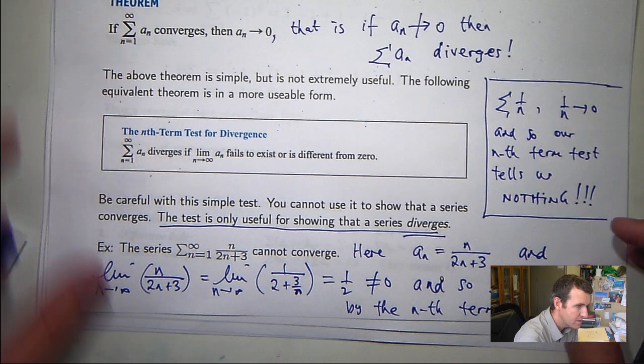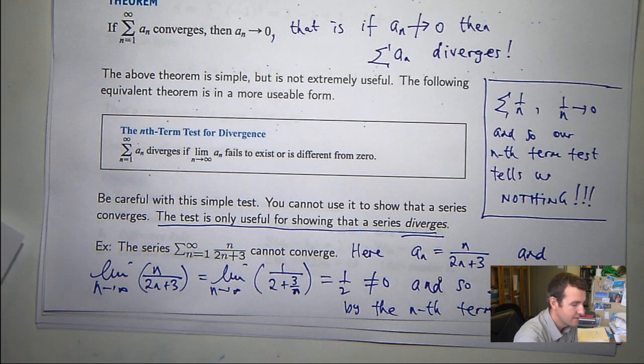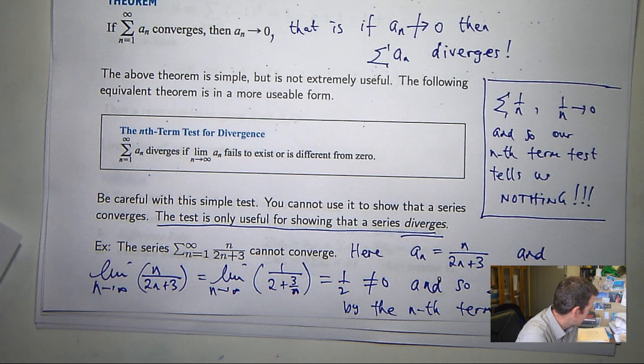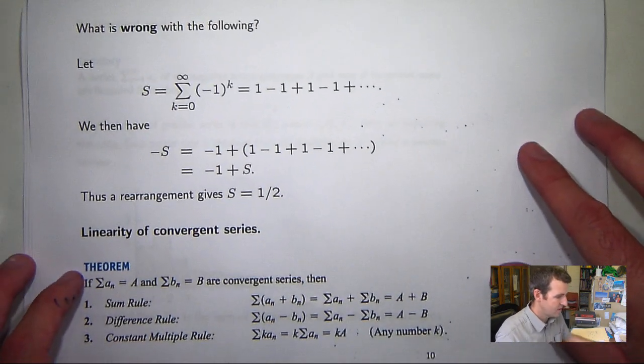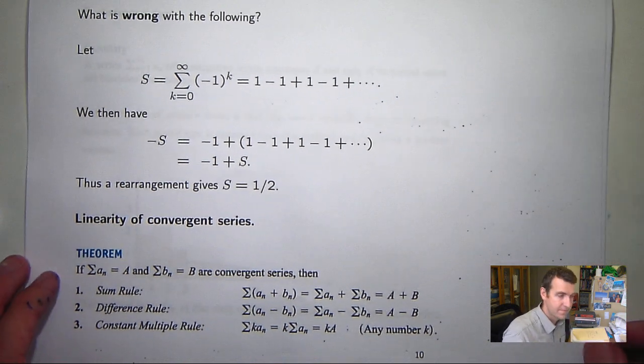So because 1 on n goes to 0 as n goes to infinity, the nth term test tells us nothing about this series. So what we have to do is use some other method or some other technique to see whether sigma 1 on n converges or diverges. So that's one of the biggest mistakes students make. They try to apply the nth term test to show that a series converges. Okay, you can only use the nth term test to show that a series diverges.